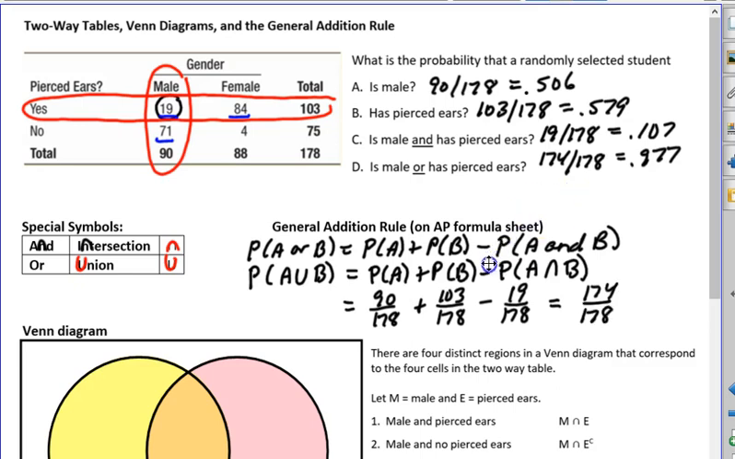Now, do I expect you to understand this rule? Yes. Do I expect you to necessarily use it? Not necessarily, because you don't really need to. It's much easier just to read the information off of a good chart or diagram.